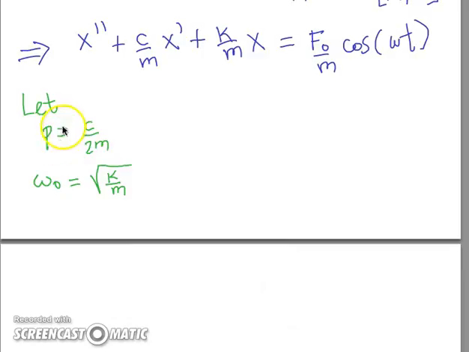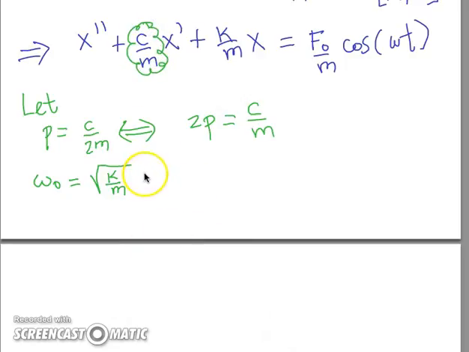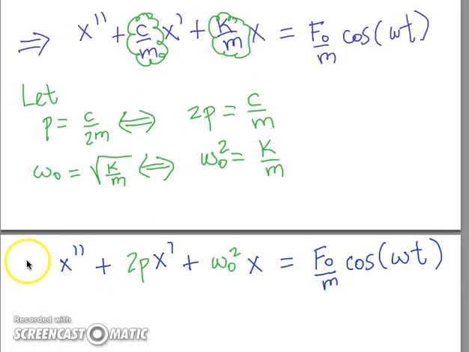So let's introduce a new parameter called p, defined as c over 2m. We define p in that way, so that 2 times p is c over m, which is precisely what we have here in the equation, c over m. So we're going to do a substitution of sorts. And by defining a new parameter omega 0 in this way, we have that the square of omega 0 is k over m, which is also another term that appears in the equation. So let's rewrite this equation. So that means that this equation is now looking like this.